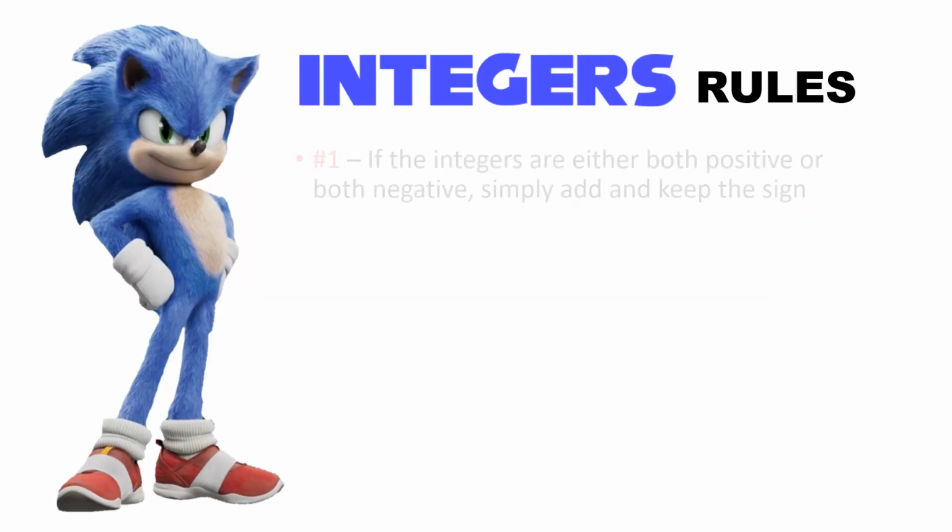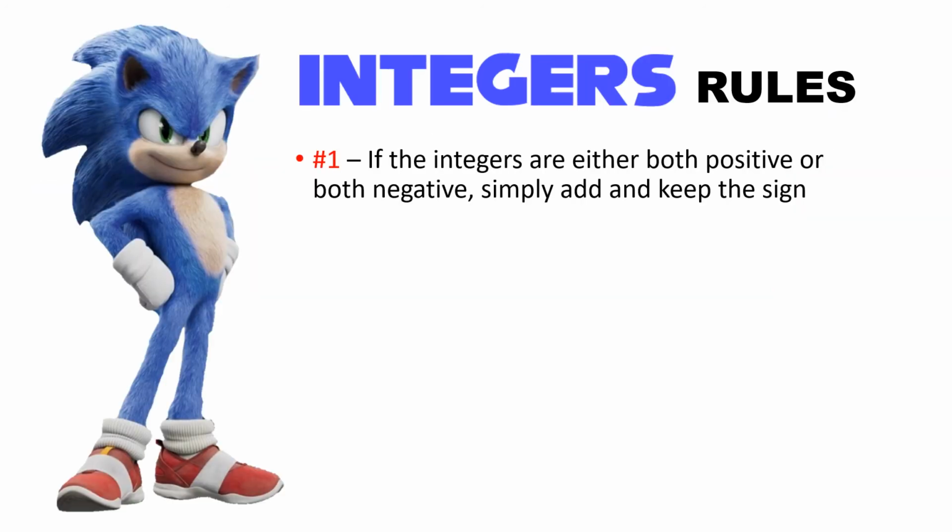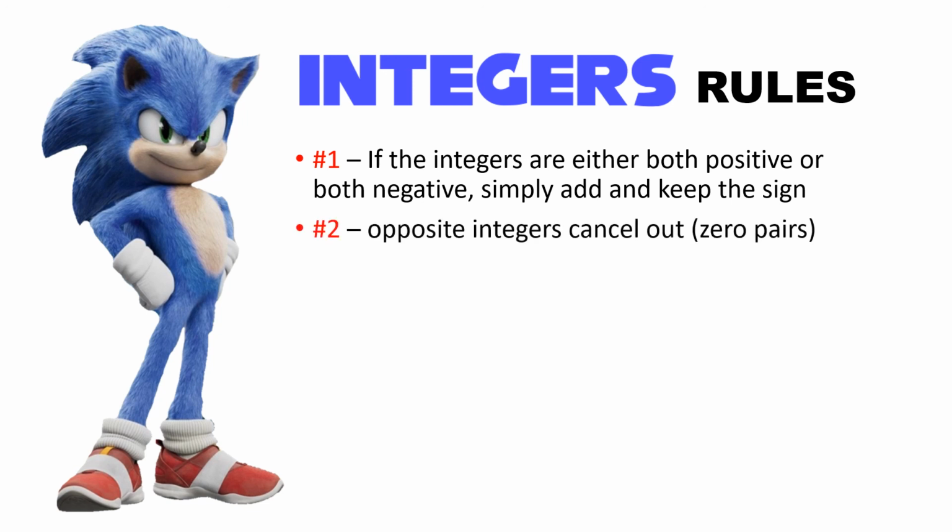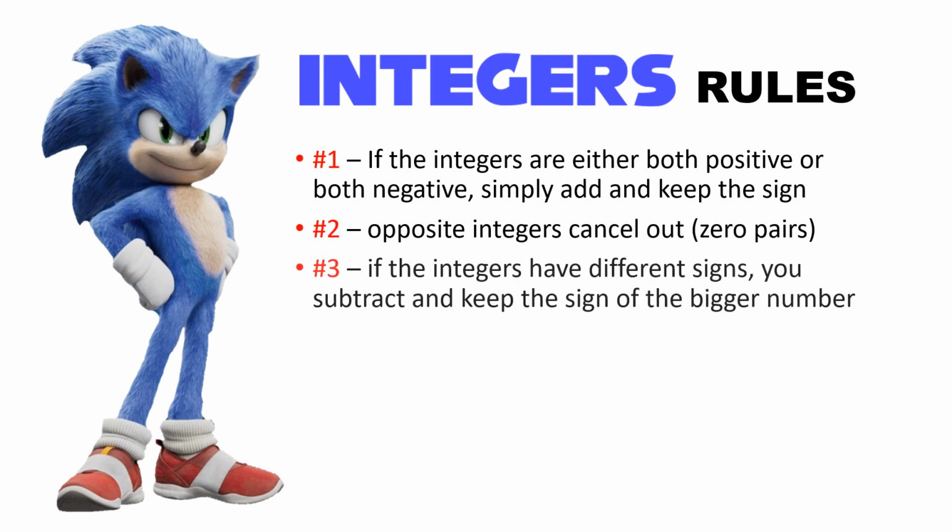So let's just review our rules. The first rule, if the integers are either both positive or both negative, you're going to add and keep the same sign. Rule number 2 states opposite integers cancel out, so think about 0 pairs. And the last rule, if the integers have different signs, you're simply going to subtract and keep the sign of the bigger number.